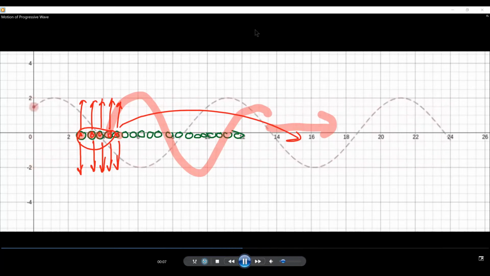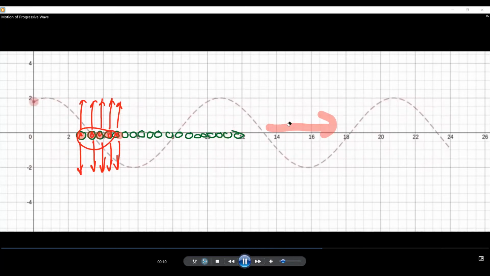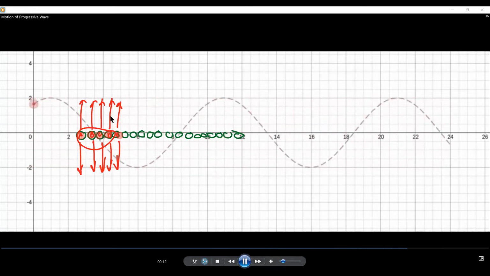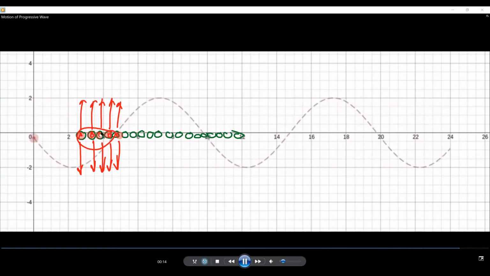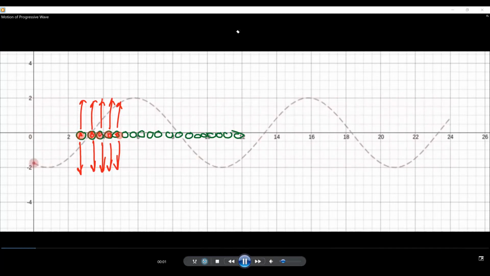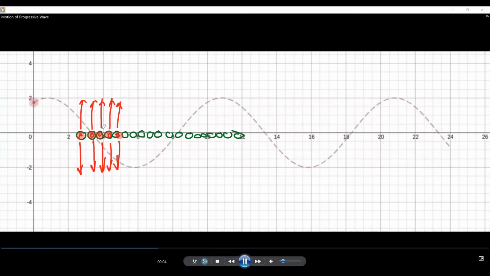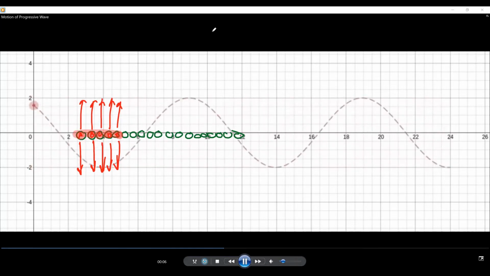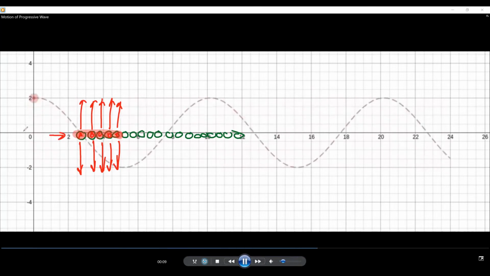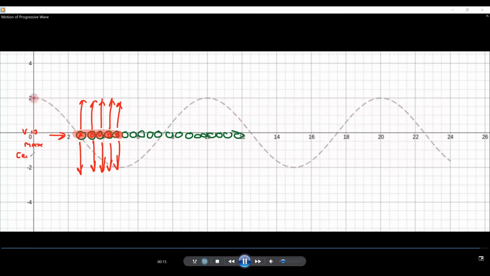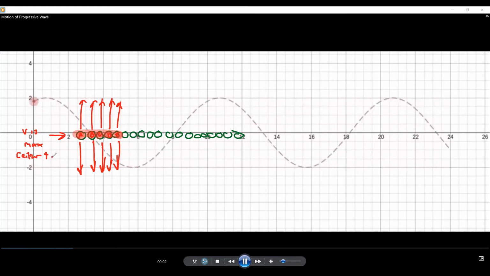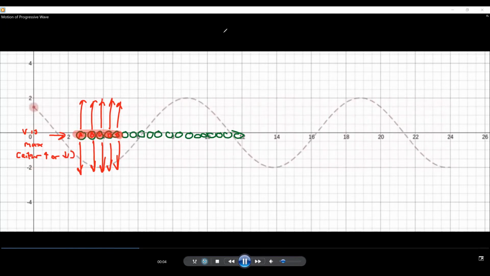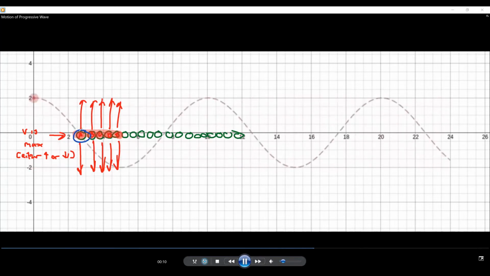What do I mean by that? Let's just clear off some of the stuff here. If I refer back to the particles A, B, C, D, and E, where I expect to have maximum speed of the oscillating particles would be here. This is where my v is max, either up or down. If I just single out one particular particle, particle A here, you can see that it will just go up and down, up and down, up and down.